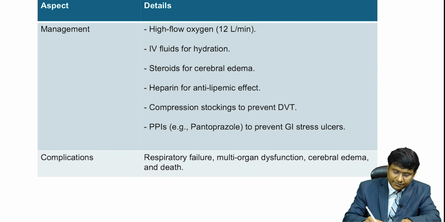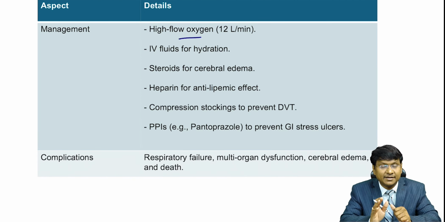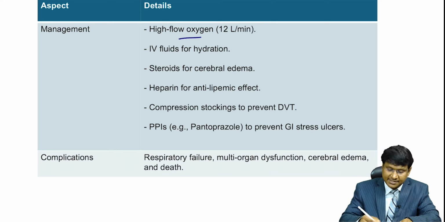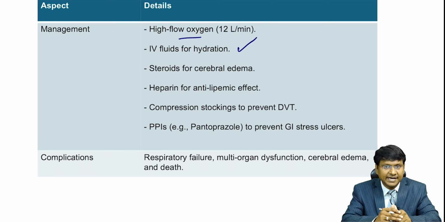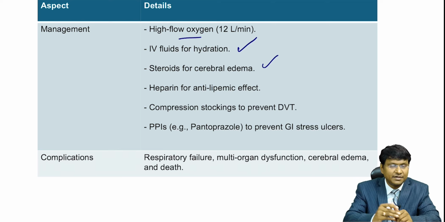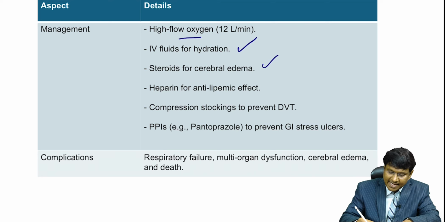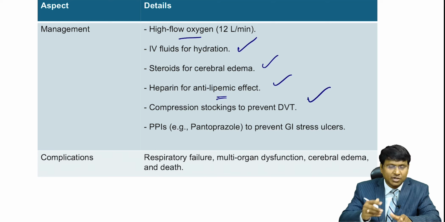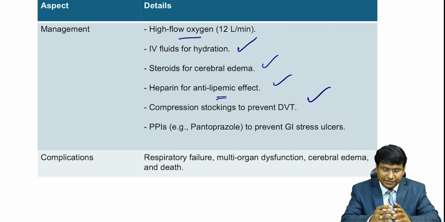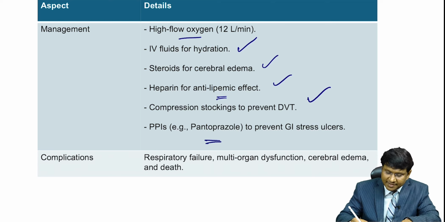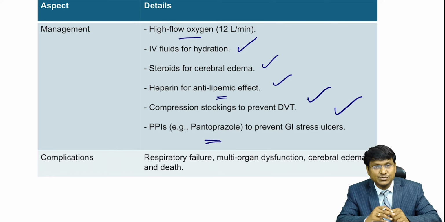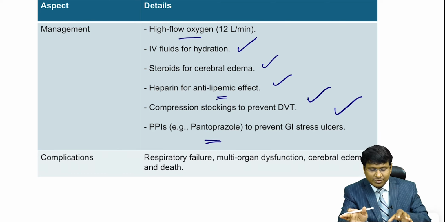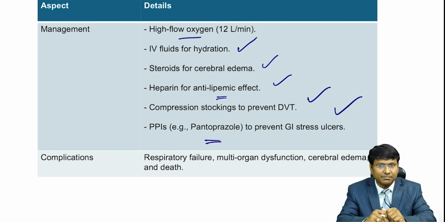You need to give high flow oxygen, at a range of 12 liters per minute. IV fluids have to be given for hydration. Steroids have to be given for the cerebral edema. And heparin should be given for the anti-lipemic effect. Compression stockings are mainly to prevent deep vein thrombosis, and proton pump inhibitors are mainly to prevent gastrointestinal stress ulcers. So this will be the management in case of fat embolism syndrome.